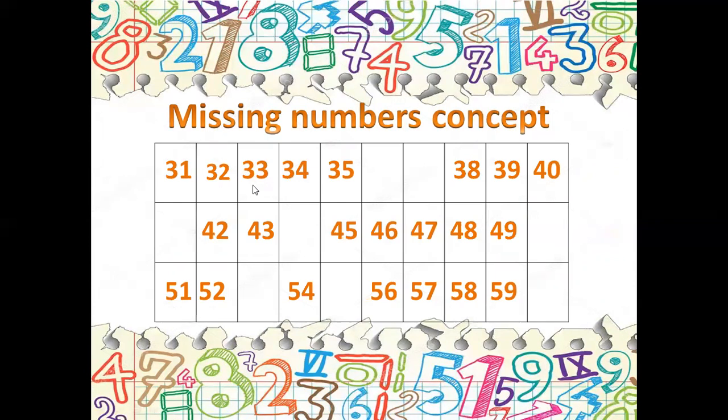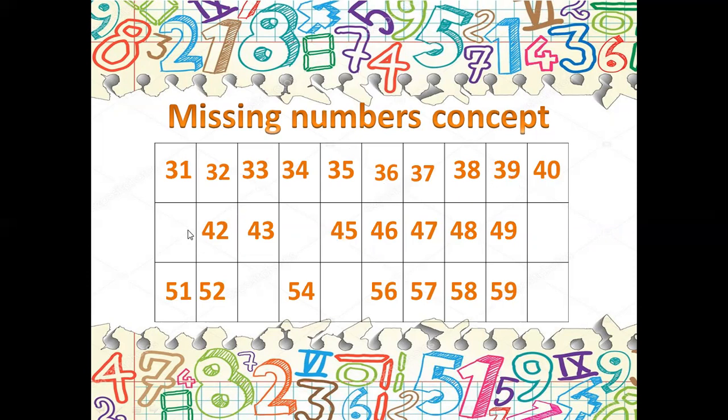After 32, 33, 34, 35. Again, after 35, the number is missing. Yes, after 35 is 36. Again, after 36, the number is missing. So what will come? 37. Well done. 37, 38, 39.